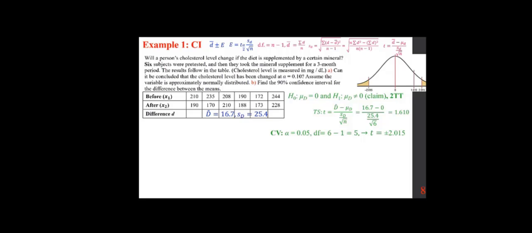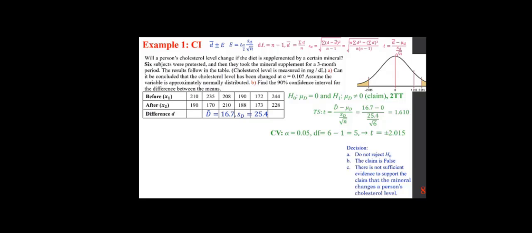So if you are not rejecting H0, you are rejecting H1. If you're rejecting H1, then you're rejecting the claim. The claim becomes false, and there is not sufficient evidence to support the claim that the mineral changes a person's cholesterol level. So this is the end of the test of hypothesis, and everything is being repeated.